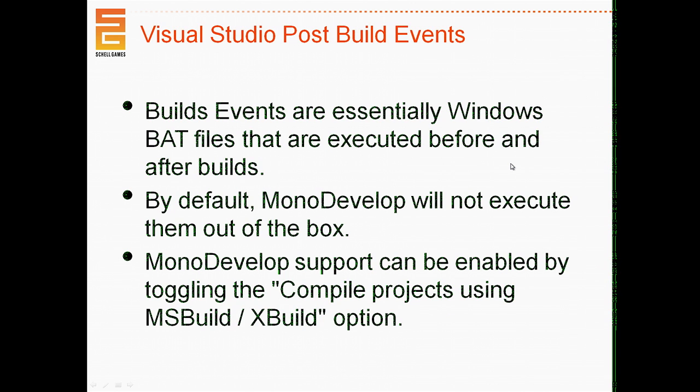So to start, we're going to talk about Visual Studio post-build events. Visual Studio post-build events are essentially Windows batch files that are executed before and or after a build completes. By default, mono-develop out of the box will not execute the post-build events. However, you can actually enable support for it. There's an option that's compile projects using MSBuild XBuild. I'm not going to talk about that right now, but a couple slides from now, I'll actually show you where and how to do that.